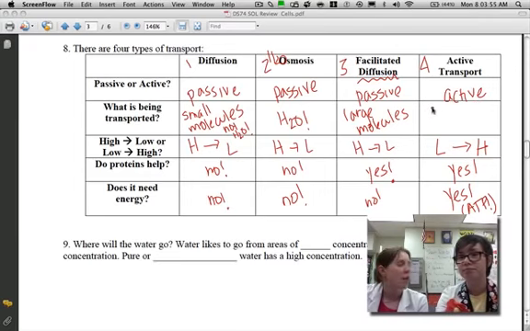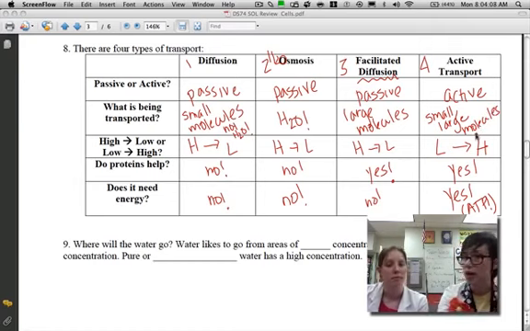It could be small, it could be large. It really doesn't matter on the size. The important thing is that it's moving from low to high, so we need energy. Yeah, and the SOL is never going to ask you specifically what is being transported in active transport. They're just going to ask you, is this active transport? And the easiest thing to remember is, are we moving something uphill? Or are we letting things roll downhill naturally?